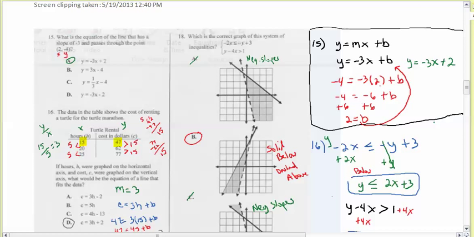Okay, and now I'm going to go ahead and just do the math. I've got a -6, and -6 and -4, add 6 to both sides, I get b is 2. So I'm going to take that 2 and plug it back in, and I got y = -3x plus 2. So that's why I got letter A.